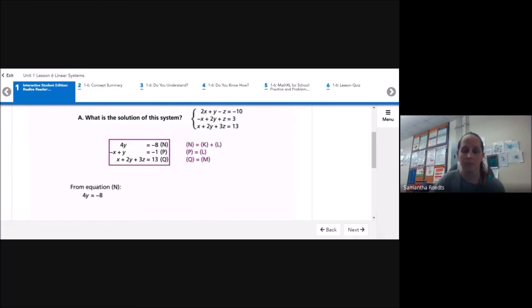Solve for y using equation N. Y is equal to negative 2. Next, you can use equation P to solve for x. Substitute in the value of y and isolate x. X is equal to negative 1. Finally, use equation Q to find the value of z. Substitute in the values of x and y and isolate z. Z is equal to 6. The solution to the system is x equals negative 1, y equals negative 2, and z equals 6.